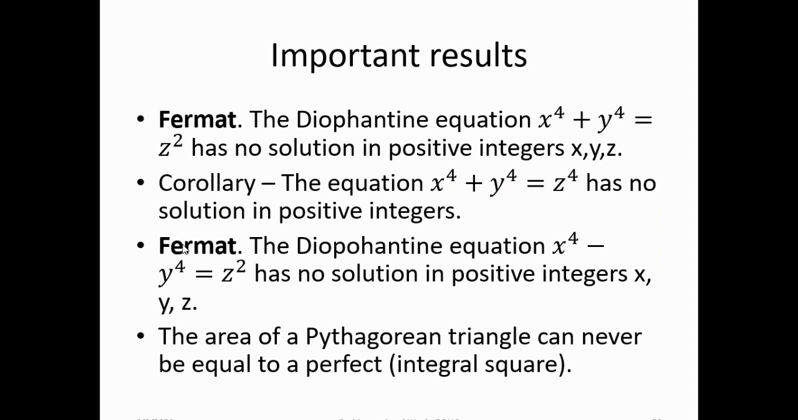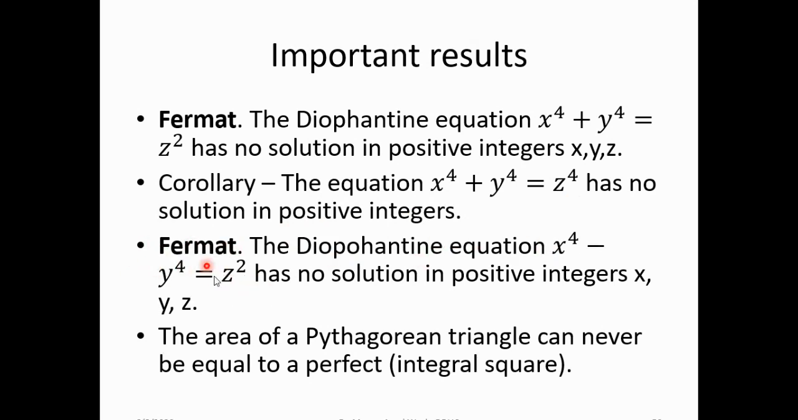First one, the Diophantine equation x to the power 4 plus y to the power 4 is equal to z square has no solution in positive integers x, y, z. And this is the corollary to this result: the equation x to the power 4 plus y to the power 4 is equal to z to the power 4 has no solution in positive integers.